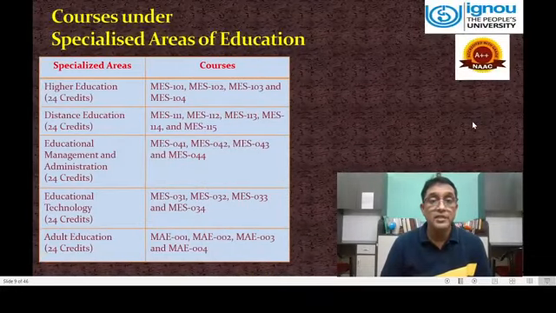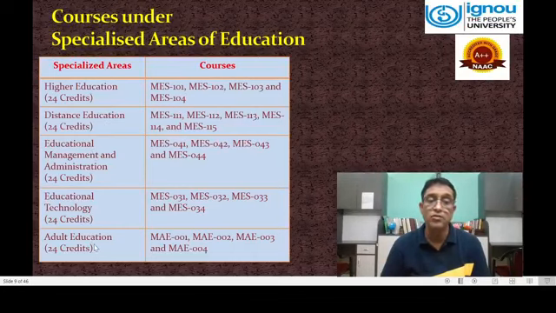Here again, under specialized areas of education, you see higher education, distance education, educational management, educational technology, and adult education. 5 different areas are there, and these are the courses under this column. Just like in higher education, MES 101, 102, 103, and 104. Accordingly, in distance education, educational management, educational technology, and adult education, you will find the courses. So you have to select any one area among these 5 areas, and study all the courses that are included in that area.